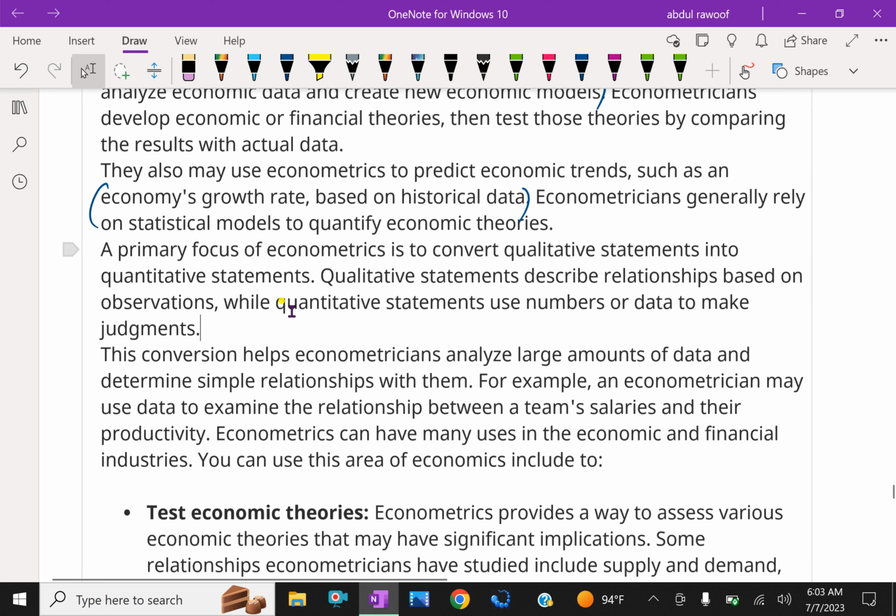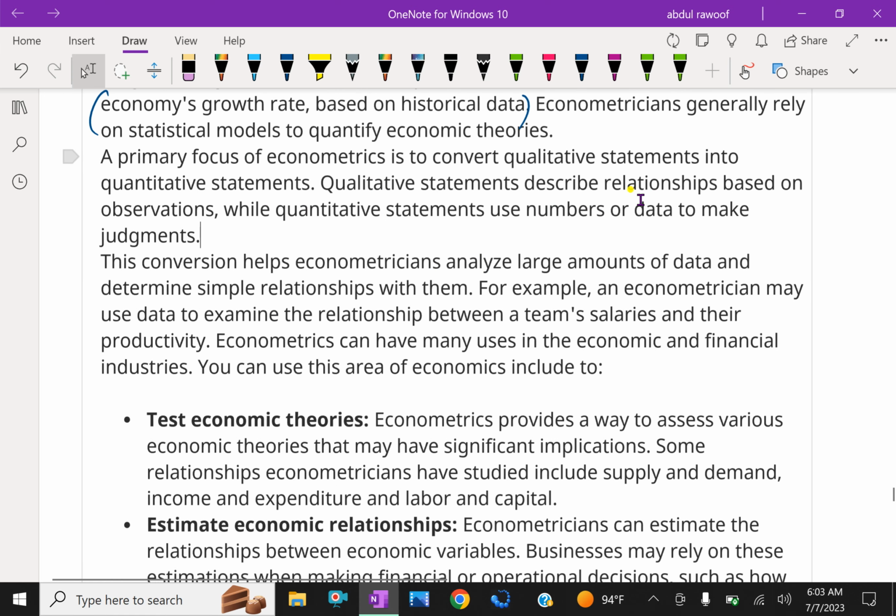Econometricians generally rely on statistical models to quantify economic theories. A primary focus of econometrics is to convert qualitative statements into quantitative statements. Qualitative statements describe the relationship based on observations, while quantitative statements use numbers or data to make judgments.